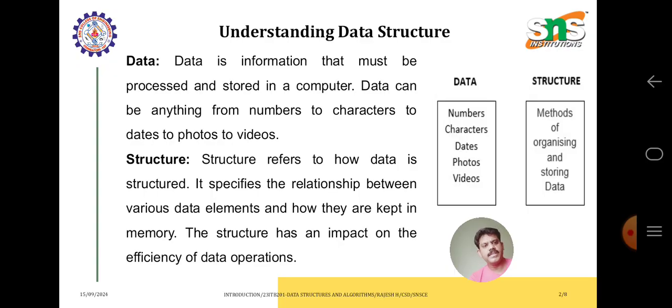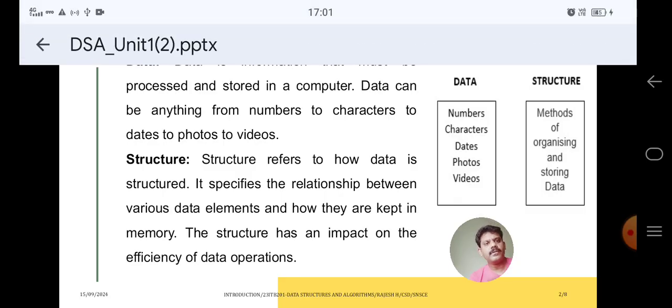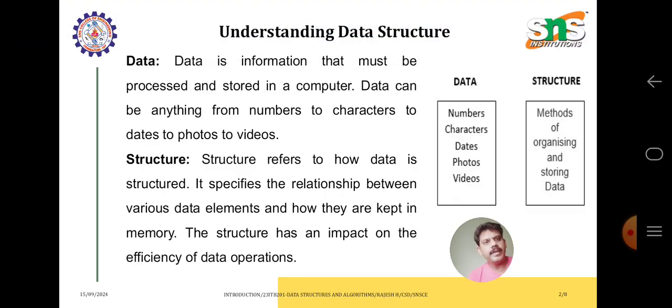Before seeing the classification, let us have an understanding of what a data structure is. It has two terms, data and structure. Data is the information which must be processed and stored in a computer. The data could be anything from numbers to characters, like numbers means numerics, characters means text. The data could also be in any form of media file, like a text file, graphics, a photograph, an image file, or an audio or video file.